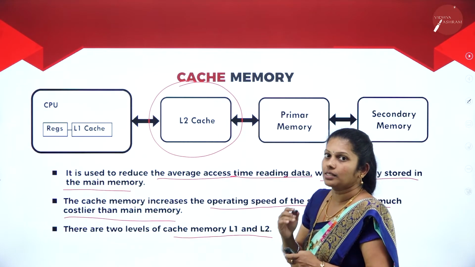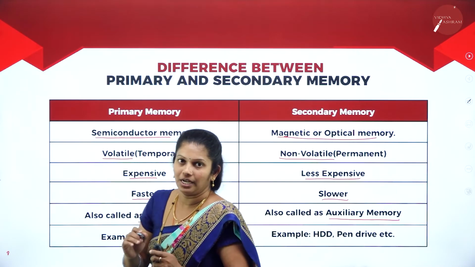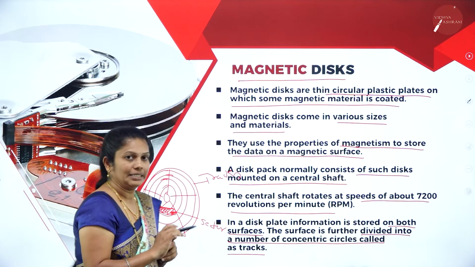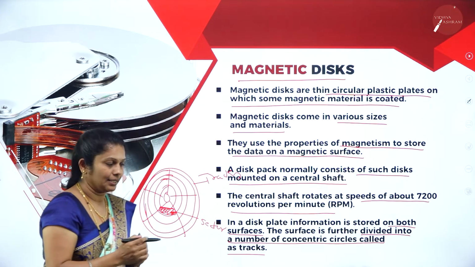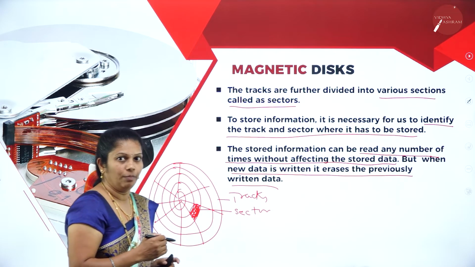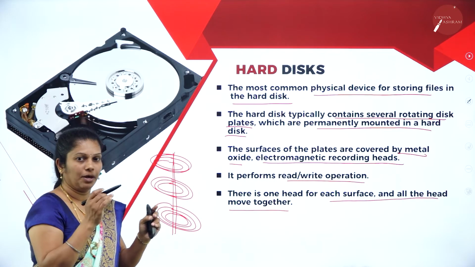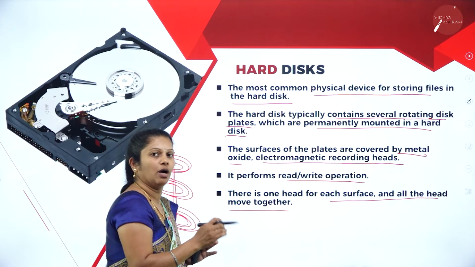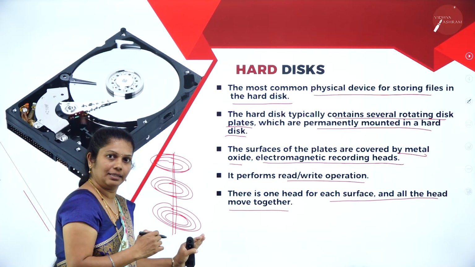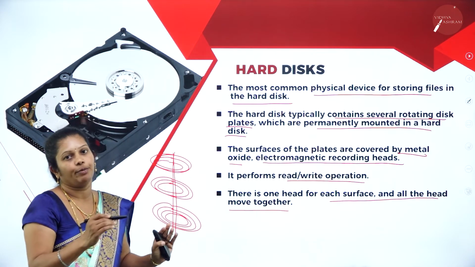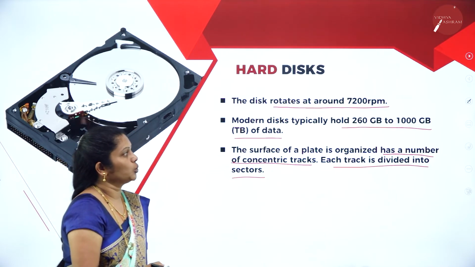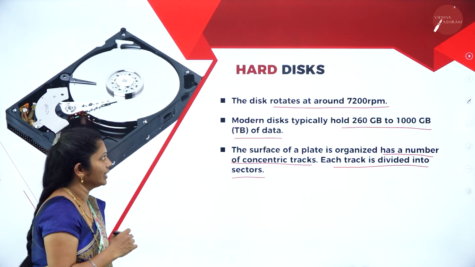Then in this class, what are the major things you have studied, especially regarding secondary memory? Under that, you have studied magnetic disk. What do you mean by magnetic disk? What do you mean by tracks and sectors? Then how exactly the data will be read here. Then hard disk: for permanent storage purposes, we need a hard disk. How many plates are in the hard disk, what is the capacity, the speed of the hard disk, regarding that you have come to know. It can store 260 GB to 1000 GB of data.